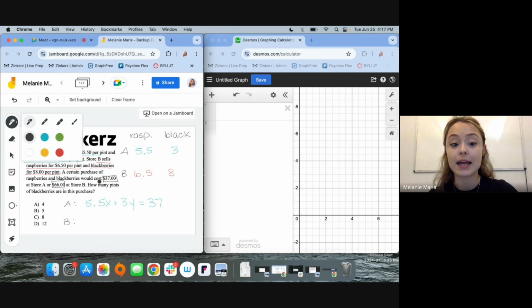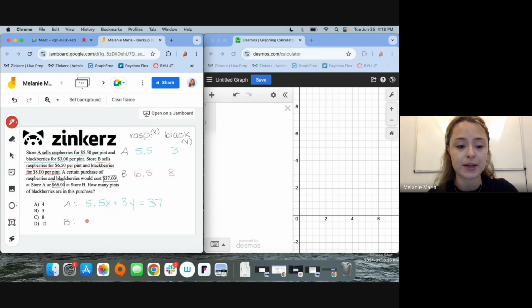All I did was assign a variable, X and Y, to the number of pints of raspberries and blackberries. Desmos likes when we use X and Y, just keeps those variables simple. If I was doing this by hand, I might choose R and B for raspberries and blackberries. Here, I know I'm going to use Desmos, so I'm going to choose X for raspberries and Y for blackberries. Again, that's where I'm getting my equation. Let's try it for store B. Store B has the price of $6.50 per pint of raspberries, X here, and then $8 per pint of blackberries, Y, for a total of $66.